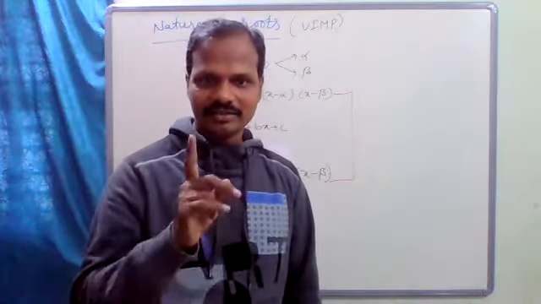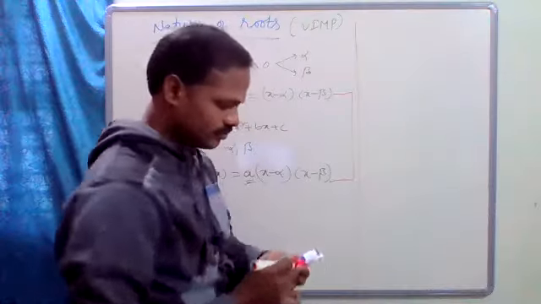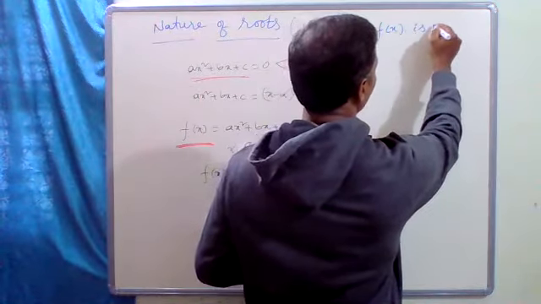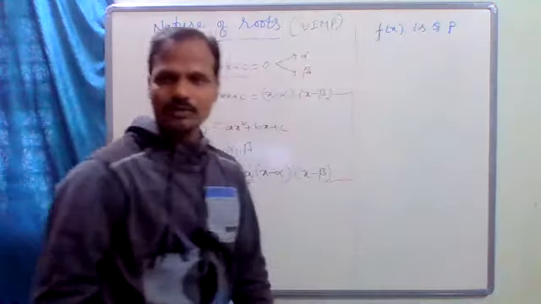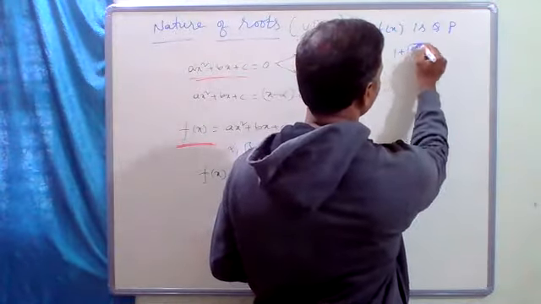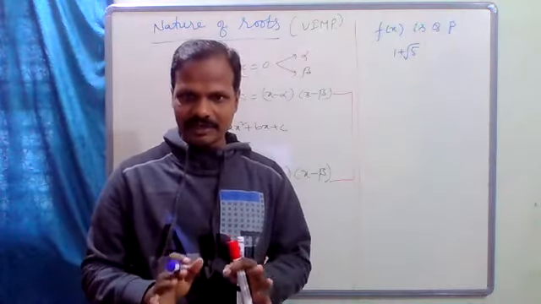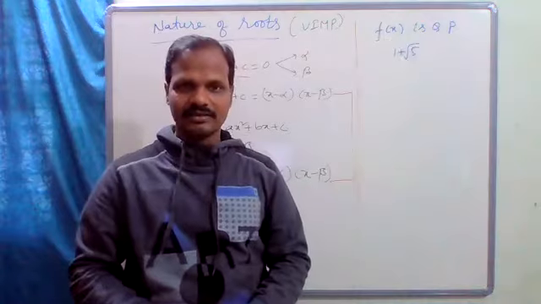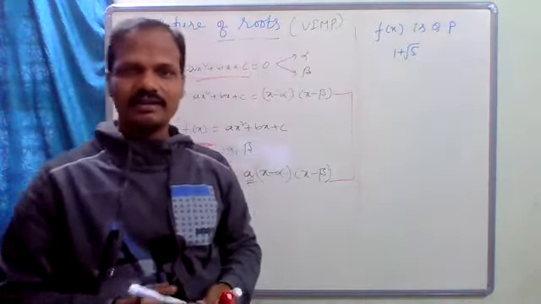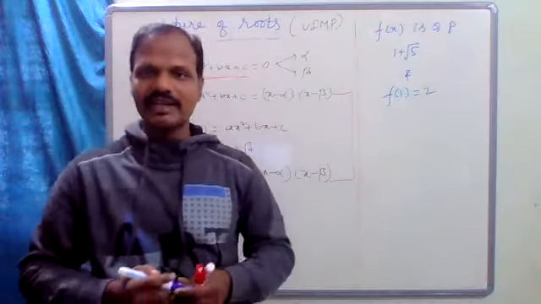Now I will ask a very interesting question. The question is: f of x is a quadratic polynomial with one of the zeros being 1 plus root 5, and f of 1 equal to 2. Find that polynomial.